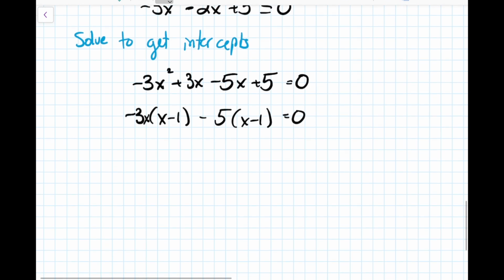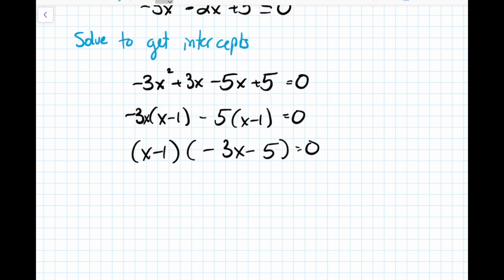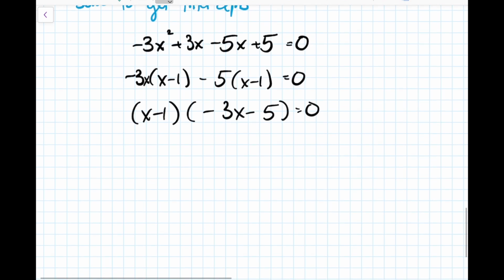And so when we do this, we're going to get our two factors of x - 1 and -3x - 5. And so our two solutions, our intercepts, are at x = 1 and x = -5/3.